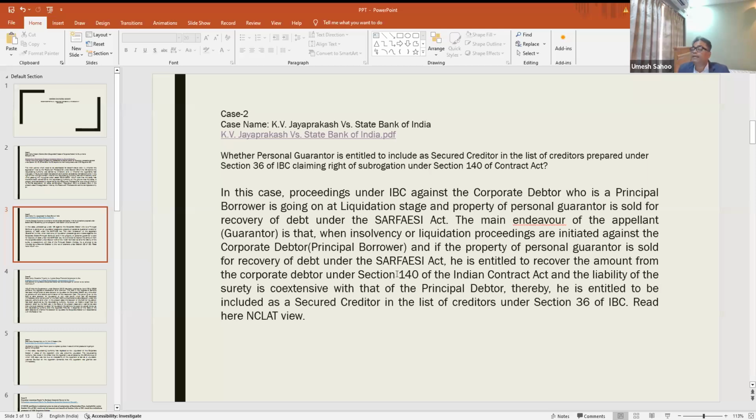in this case, proceeding under IBC against the corporate debtor who is the principal borrower is going on, and at the liquidation stage, and the property of the personal guarantor was sold, recovery of debt under the Surface Act.